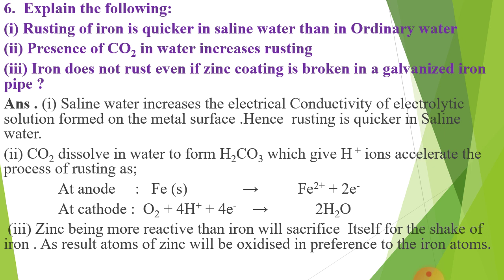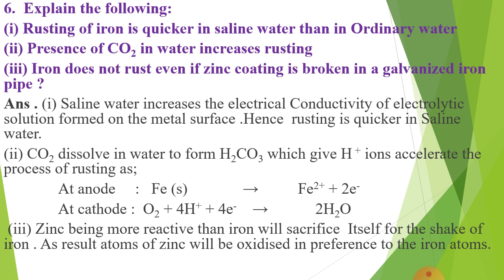Now question number 6. Explain the following. Rusting of iron is quicker in saline water than in ordinary water. So this I have told you. In saline water, the salt works as an electrolyte and hence enhances the process of rusting.